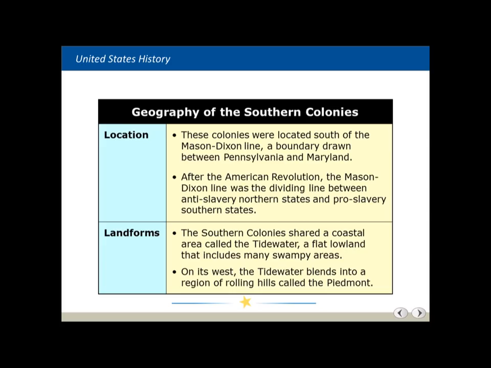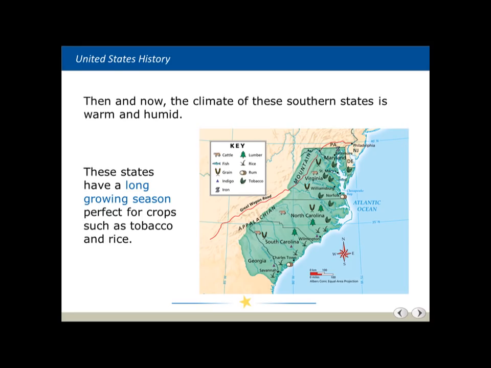The Southern colonies share a coastal area called the Tidewater, a flat lowland that includes many swampy areas. On its west, the Tidewater blends into a region of rolling hills called the Piedmont. We're going to spend some time shortly, you're going to look at a map activity. You're going to see the Tidewater region. You're also going to see the Piedmont. There's a lot of fighting that's going to occur over this particular land. We'll talk more about that in a second or two.